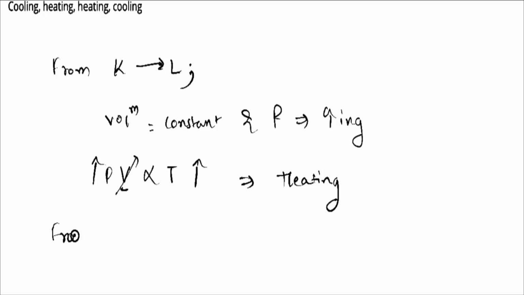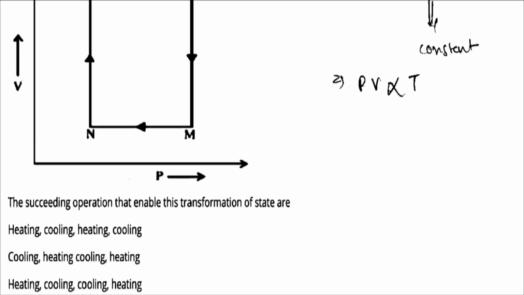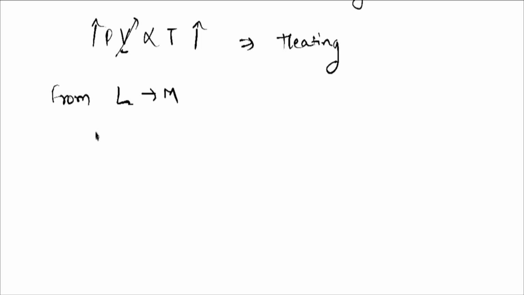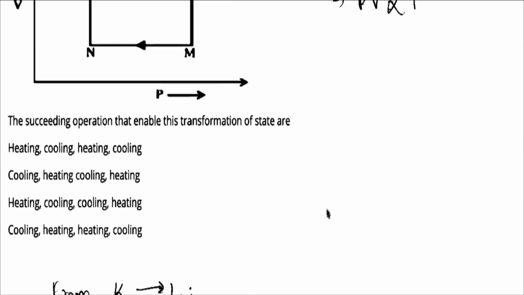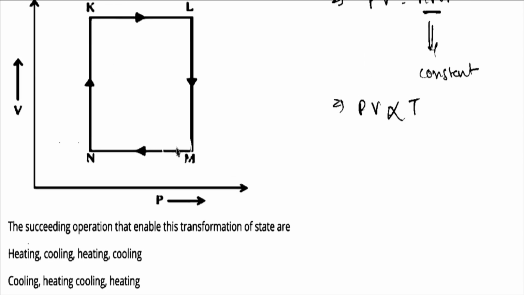Now from L to M, if you see the plot from L to M, what is happening is the volume is decreasing, but the pressure is constant. Here we can write volume decreasing, but pressure is equal to constant. So again the same relation, PV directly proportional to T. Pressure is constant, so volume is directly proportional to T. Since volume is decreasing, the temperature is also going to decrease. Hence we can say it is a cooling effect. Correct.